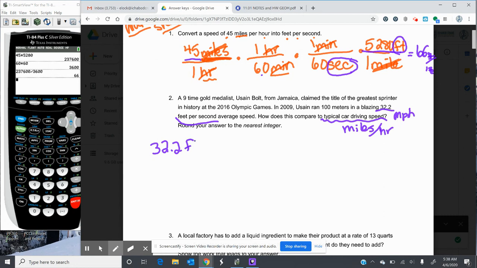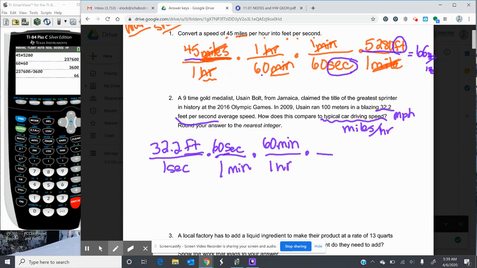So 32.2 feet over 1 second. Now we're going to convert 60 seconds, because we already have the one, 60 seconds versus 1 minute. Then 60 minutes is 1 hour. So now we have hours in our denominator. And the feet has to go into the denominator to cancel the feet already in our numerator. So 1 mile is 5280 feet. So now we've canceled seconds to seconds, minutes to minutes. We've converted from seconds to hours, and feet has canceled with feet, and we're going to end with miles.